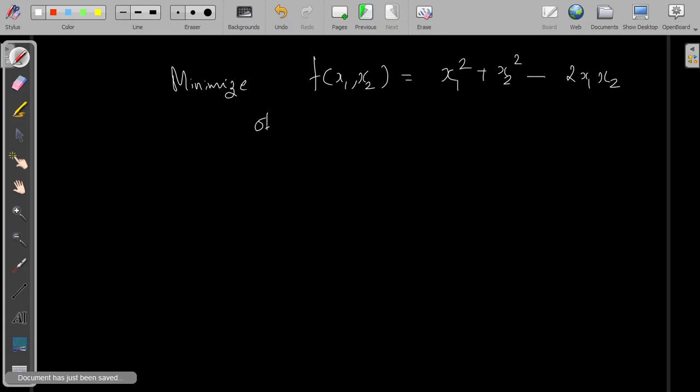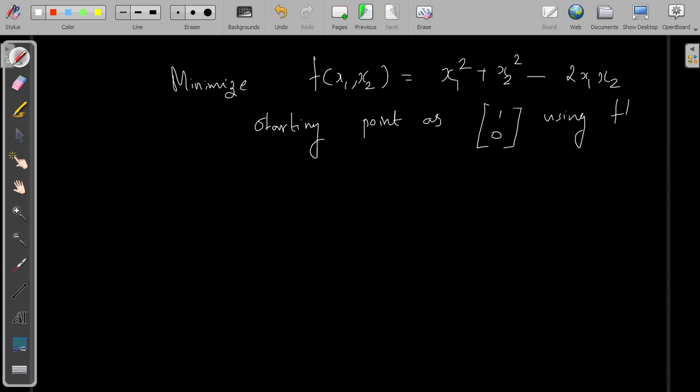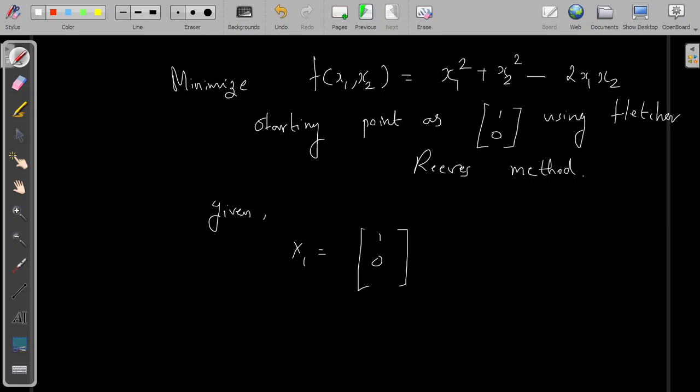The starting point is given as the vector (1, 0), which is nothing but your x1, using the Fletcher-Reeves conjugate gradient method. So given x1 equal to (1, 0).